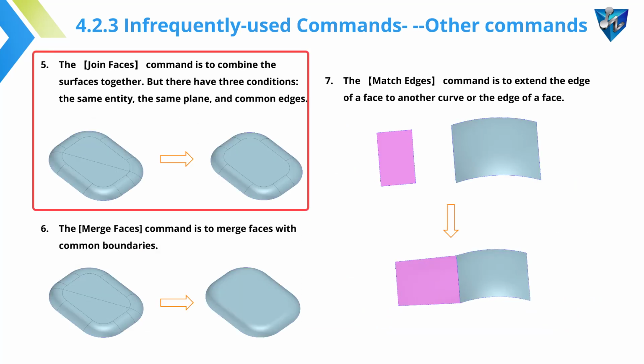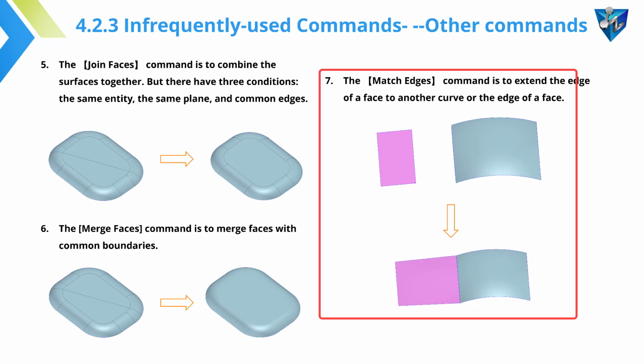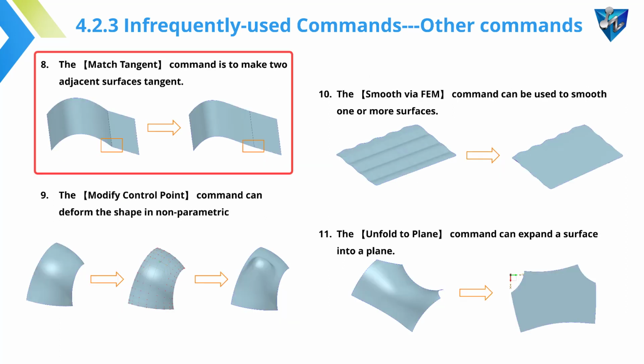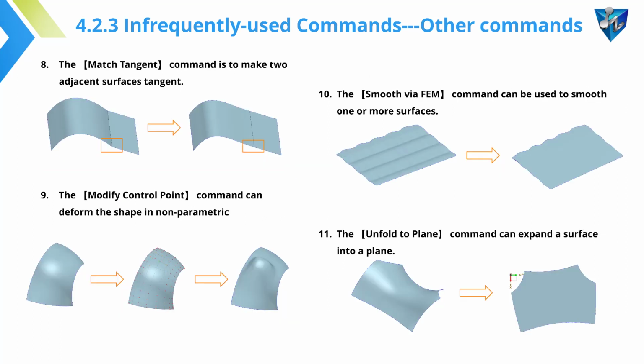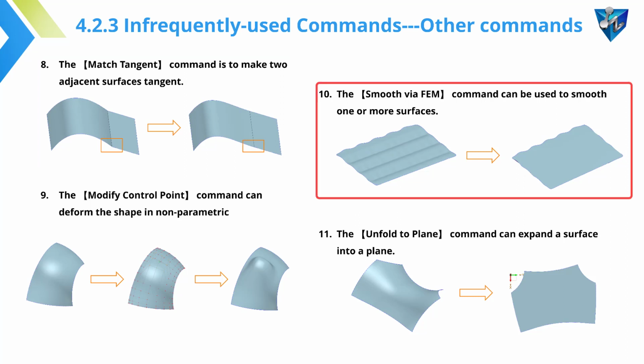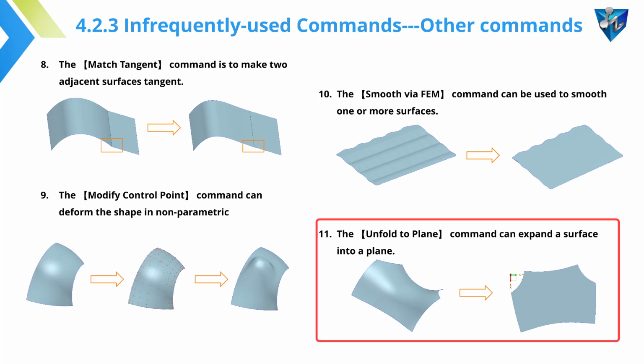The join faces can merge 2 faces as 1 face. The merge face can merge the faces as a continuous face. The match edges can extend the edge of a face to another edge of a face or a curve. The match tangent can make 2 adjacent faces tangent. The modify control point can deform the shape in non-parametric way. The smooth via FEM can make the surface smoother. The unfold to plane can expand a surface into a plane.